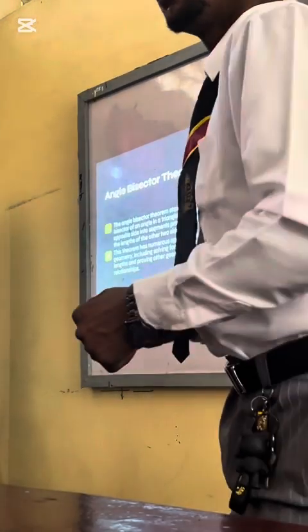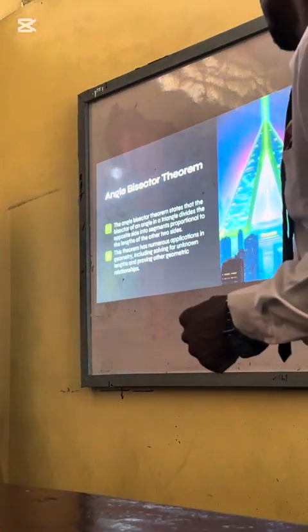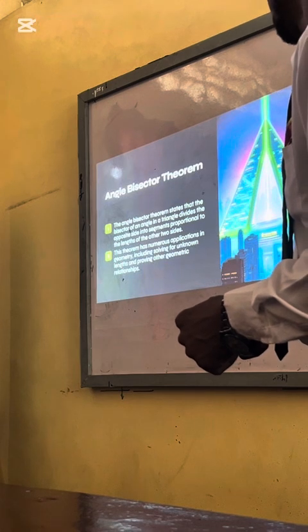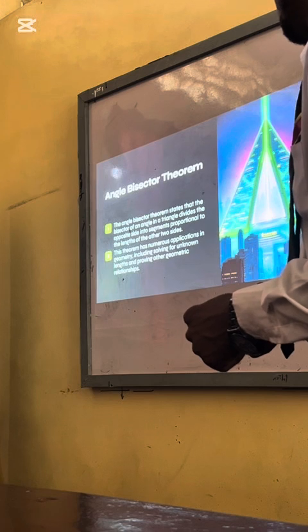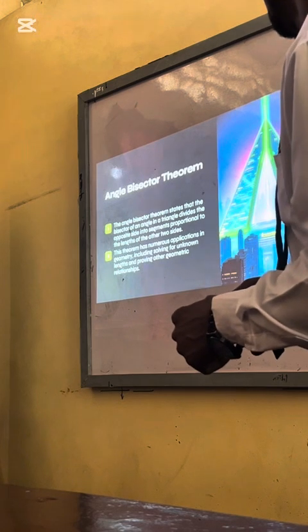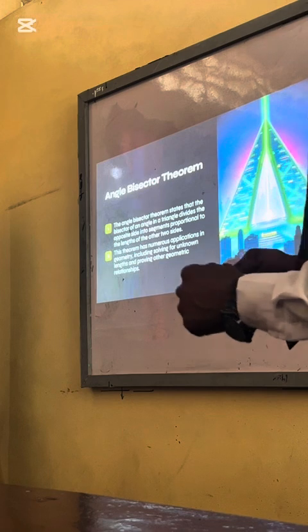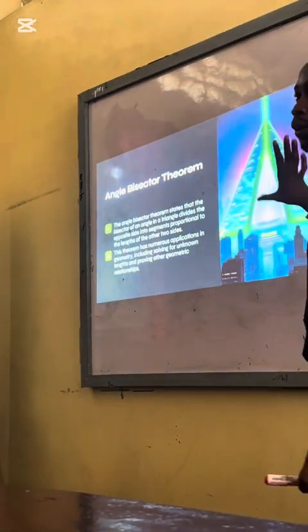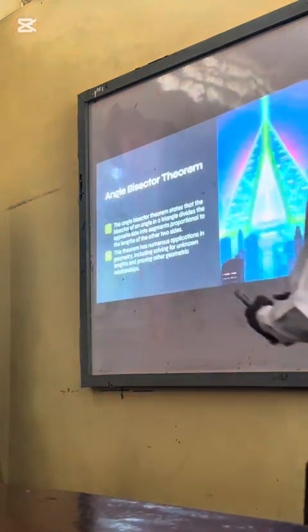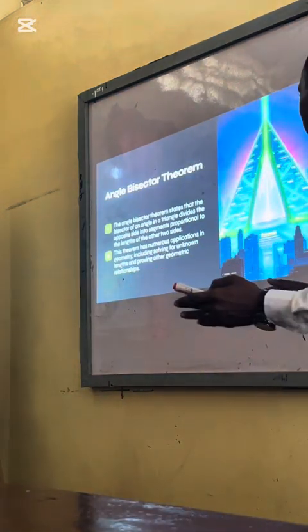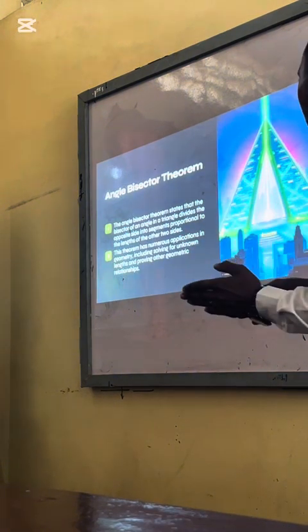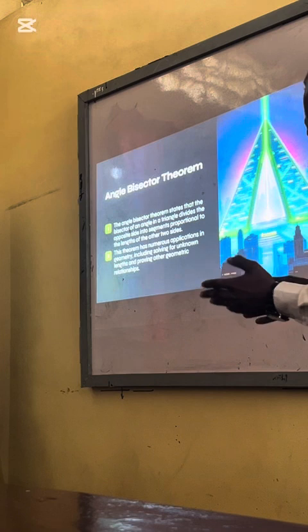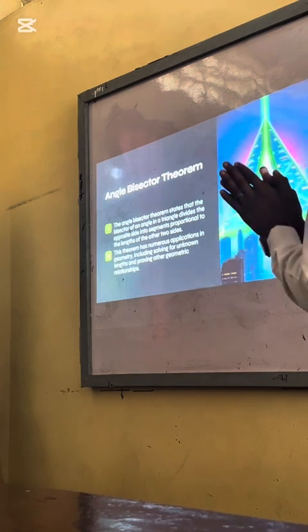Please read the first point. The angle bisector theorem states that the bisector of an angle in a triangle divides the opposite side into segments proportional to the length of the other two sides. We have it on the board right here. What it's saying is that the bisector of an angle in a triangle divides the opposite side into segments proportional to the length of the two other sides.